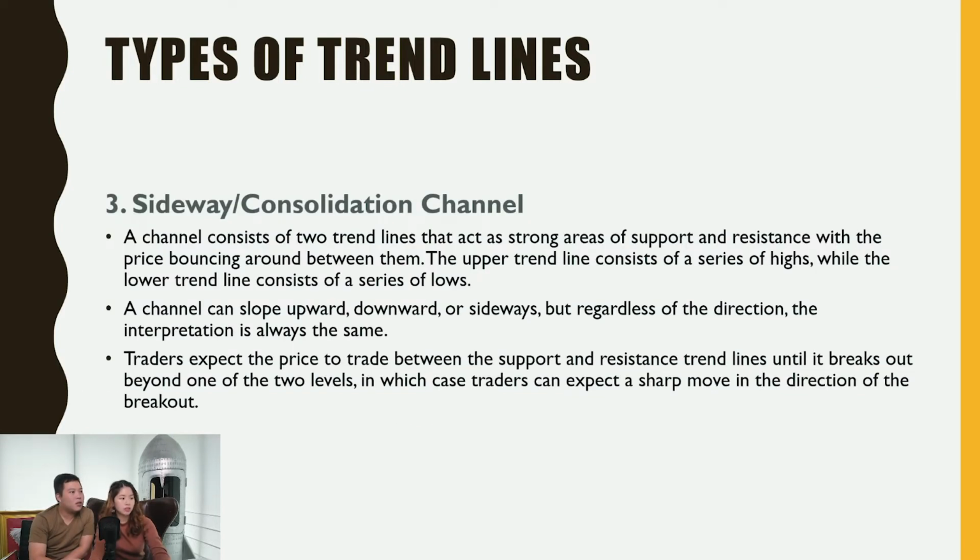Sideways channel. Two trend lines that act as strong areas of support and resistance, with the price bouncing between them. The upper trend line has a series of highs while the lower trend line has a series of lows. So there are 2 lines. That's all. Okay, great. So you can trade between the support and resistance trend lines until it breaks out beyond one of the two levels. I'm going to assume it's the top or the bottom level. In which case, traders can expect a sharp move in the direction of the breakout.